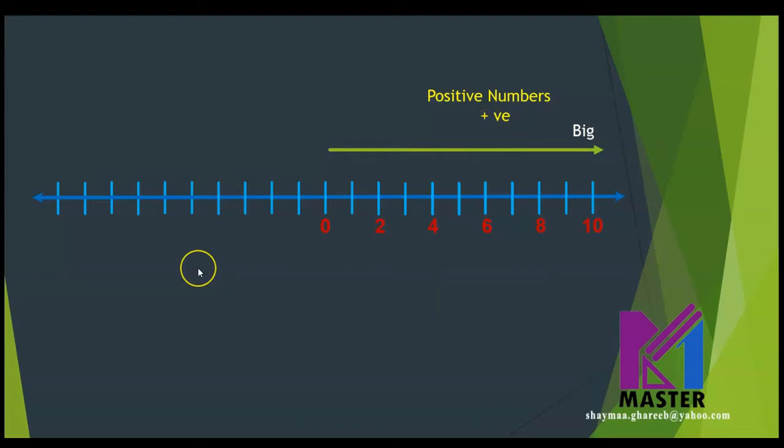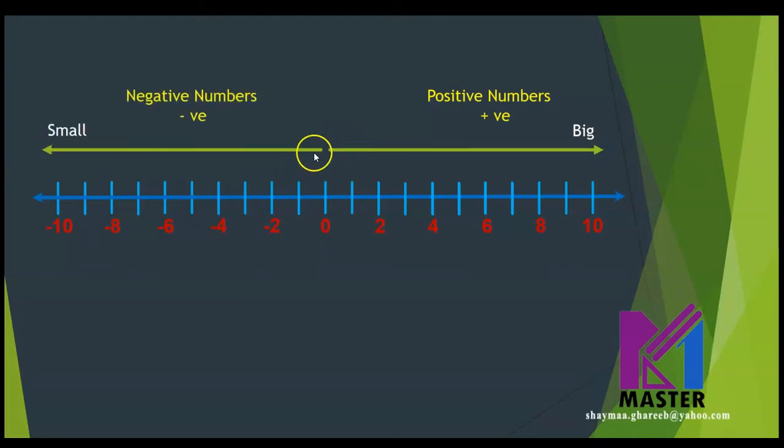Okay, on the other side of the number line, we are going to find negative numbers. And the numbers are going smaller. So for negative numbers, we can write the minus sign and "ve" for negative numbers. We have 0, then negative 1, then negative 2, then negative 3, negative 4, negative 5, negative 6, and negative 7, negative 8, negative 9, then negative 10. Look at this number line. Now it has positive and negative numbers.